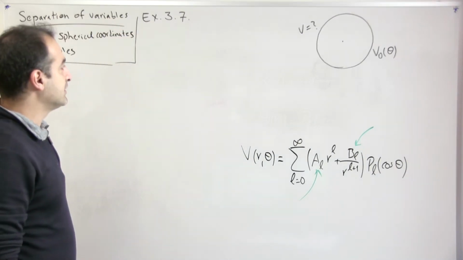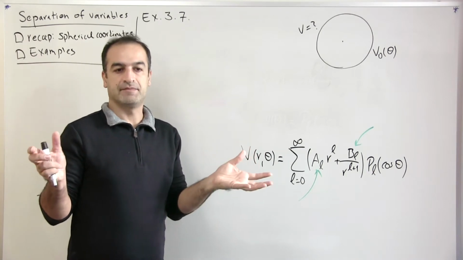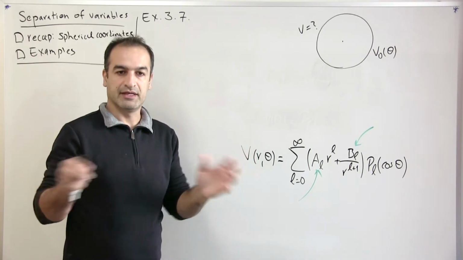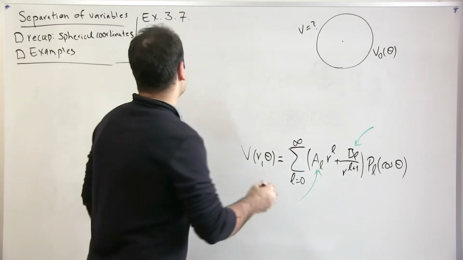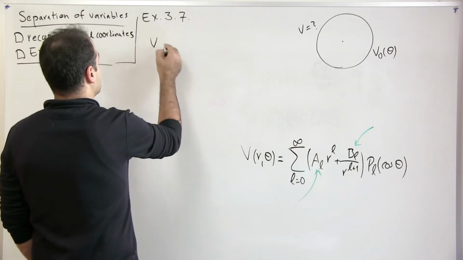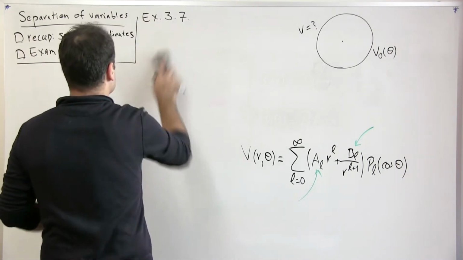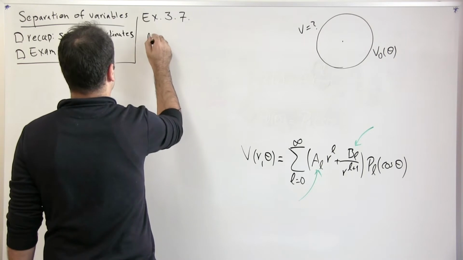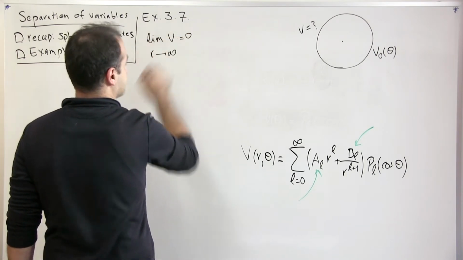And the other one is if we go far away from this sphere, potential should be 0. So as you go further and further away, potential should decay. At the limit of R going to infinity, potential must be 0.